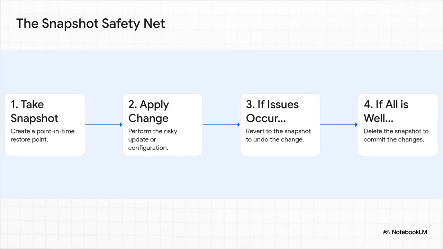You take a snapshot. Bam! You've just frozen the entire state of that machine in time. Its memory, its disks, everything. It's your big red undo button. If that patch breaks everything, you just revert, and it's like it never even happened.